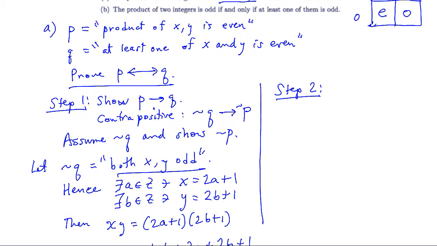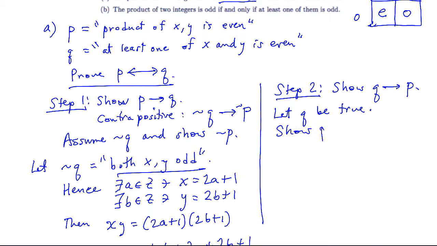I'm going to show if q, then p. And q says at least one of them is even. So we're going to let q be true, okay, and we're going to show p, that is, that the product xy is even. Okay? And q is the statement that at least one of them is even. So that has two cases.